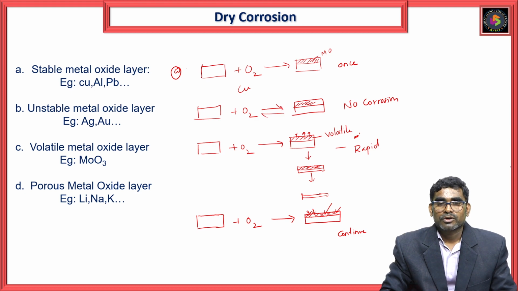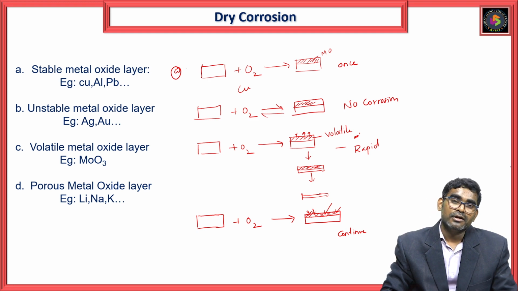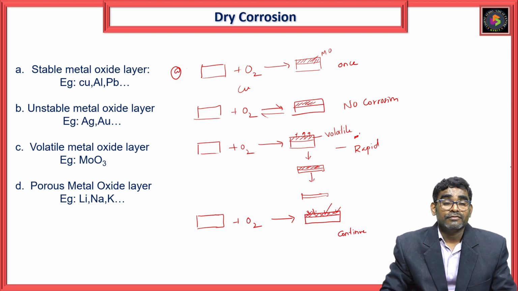Okay, so this is about corrosion, causes of corrosion, types of corrosion, and in that, today we discussed the mechanism of dry corrosion and the conditions in which dry corrosion is more, like the nature of the metal oxide layer: is it stable, unstable, volatile, porous, etc.